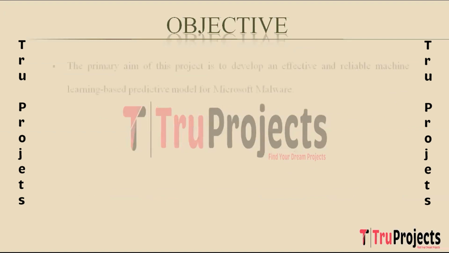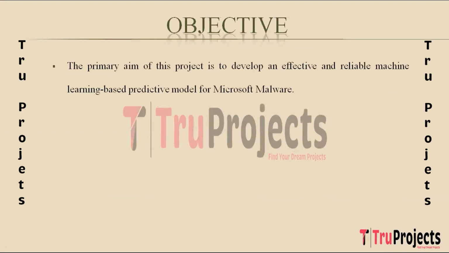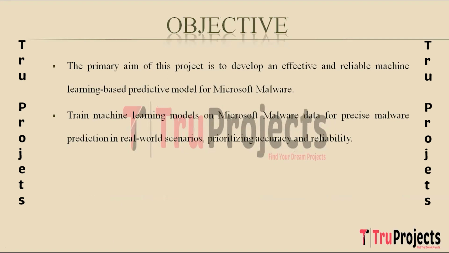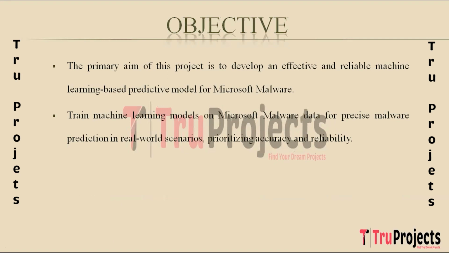Object of the project. As I mentioned earlier, the central goal is crafting a machine learning model adept at predicting Microsoft malware effectively and reliably, contributing to enhanced cybersecurity measures. The emphasis is on training machine learning models with Microsoft malware data to achieve high precision in predicting malware presence. This ensures accurate and reliable predictions in real world cybersecurity scenarios.